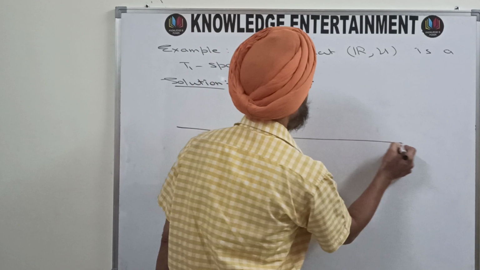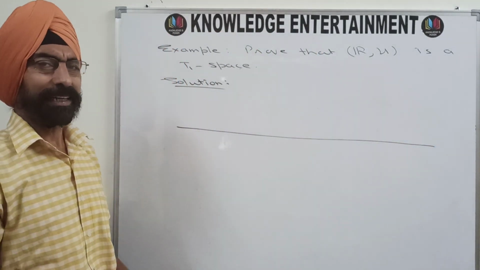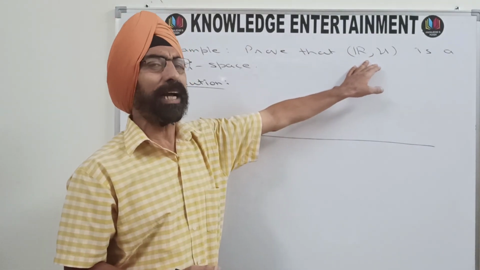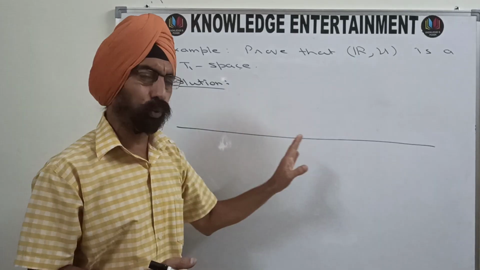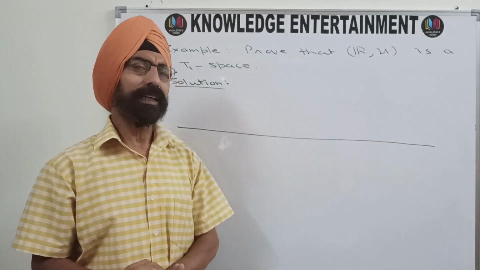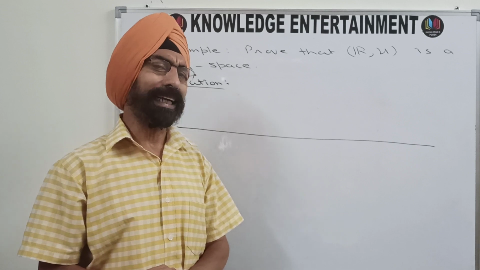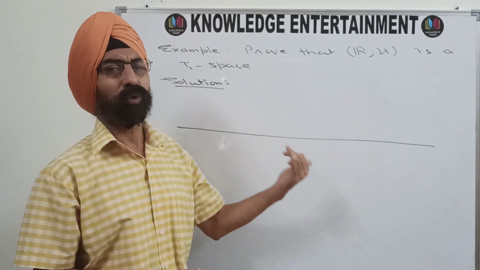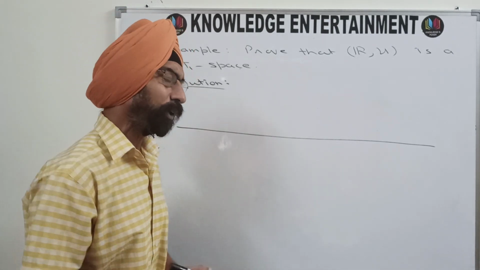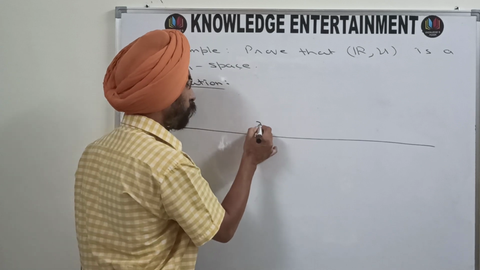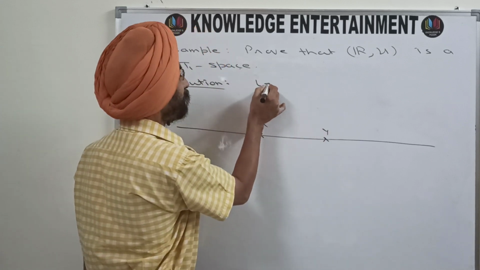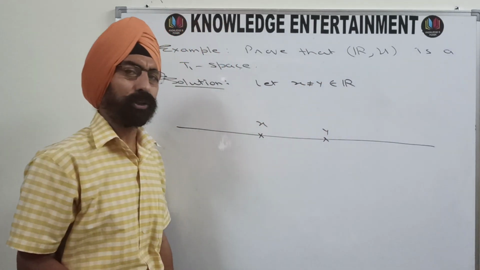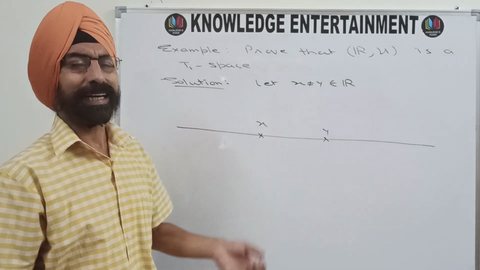This is your real line, and if you want to prove that this R with the usual topology is a T1 space, you will have to take two distinct points on this line, and then find two open sets, one containing x and not containing y, the other containing y and not containing x. So first of all, we have to take two distinct points, x and y. So let x not equal to y be two distinct points of the set R, that means two real numbers.